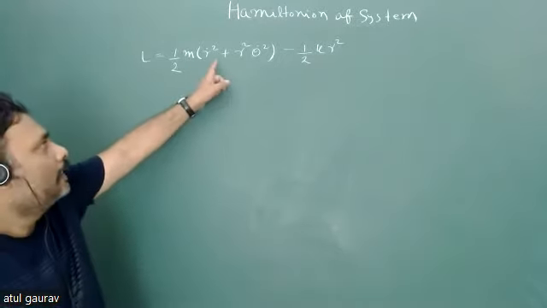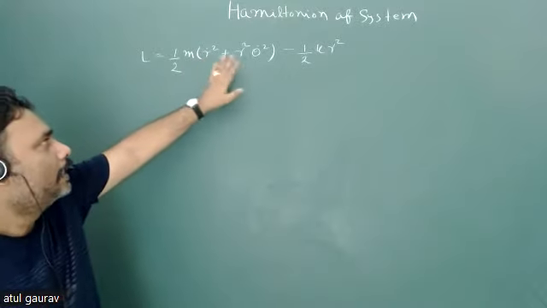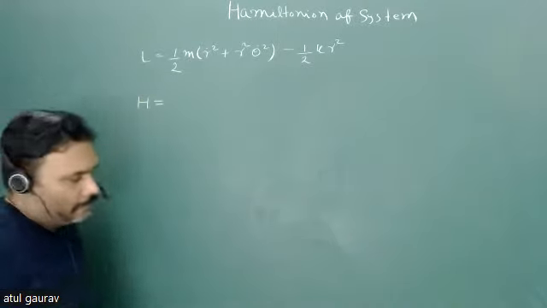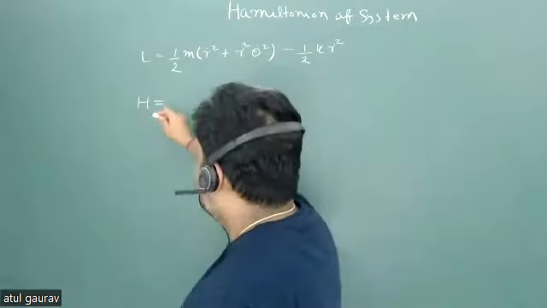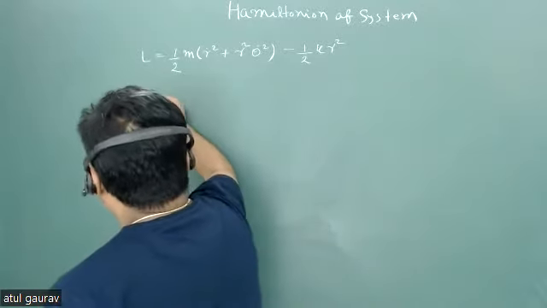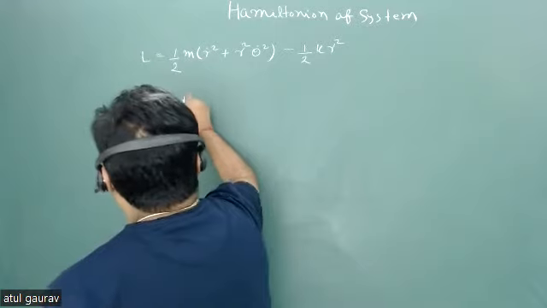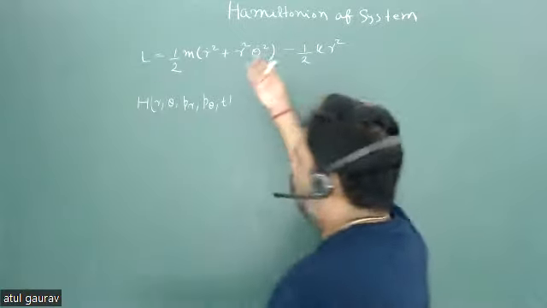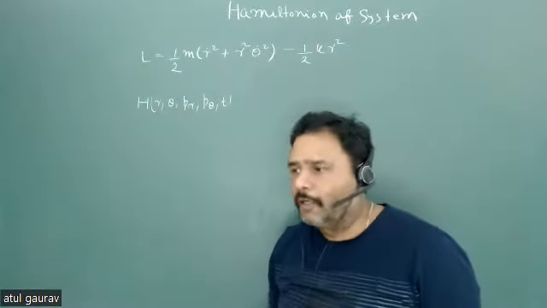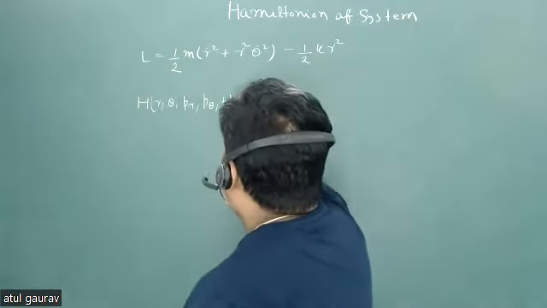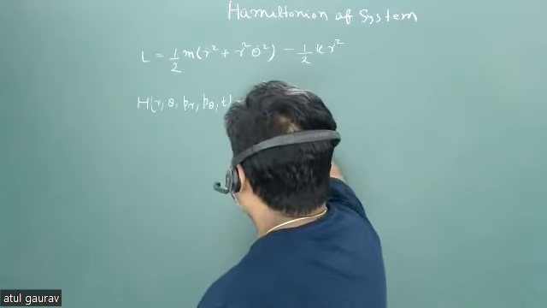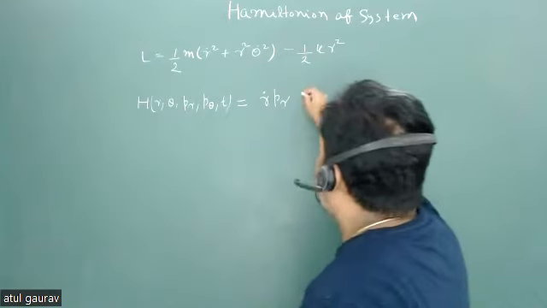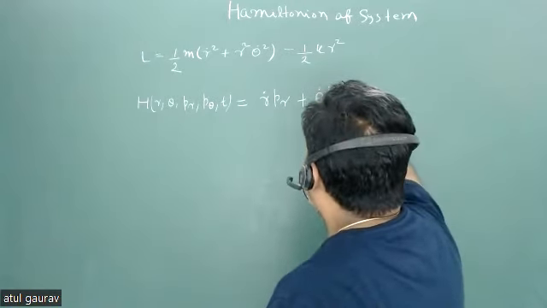So how many generalized coordinates are there? There are two: one is r and the other is theta. The Hamiltonian of the system is a function of the generalized coordinates r, theta, and the conjugate momenta pr, p theta. It may also be a function of time, but if the Lagrangian is not a function of time, then obviously the Hamiltonian will also not be a function of time. So we have r dot pr, my first generalized velocity and momentum, and second, theta dot p theta.